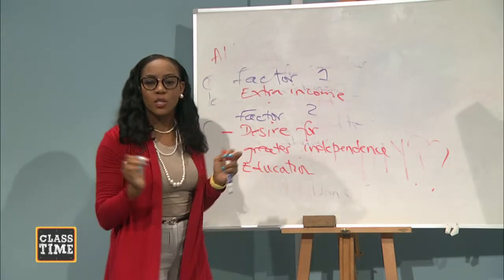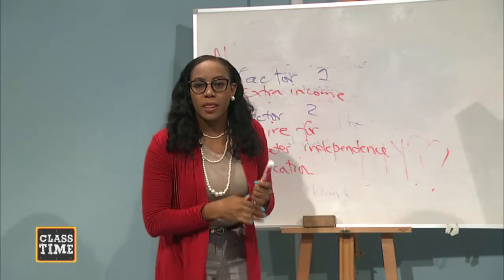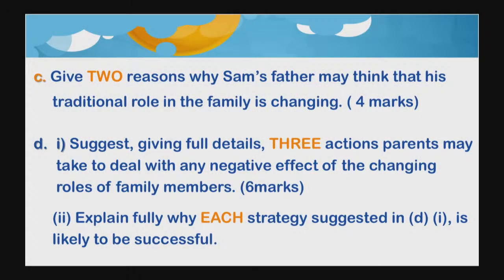All right, next question we're going on to now. And this part of the question, again, we have to pay attention. This is 4 marks. You can't afford to give that away. 2 reasons why Sam's father may think that his traditional role in the family is changing. And I hope you're connecting last week to this week. Why may he think his traditional role in the family is changing? 1, because Sam's dad is now helping with household chores. Before that, Sam's dad would just go, as he said, was a land surveyor, would go out, bring in the money, and that's it.